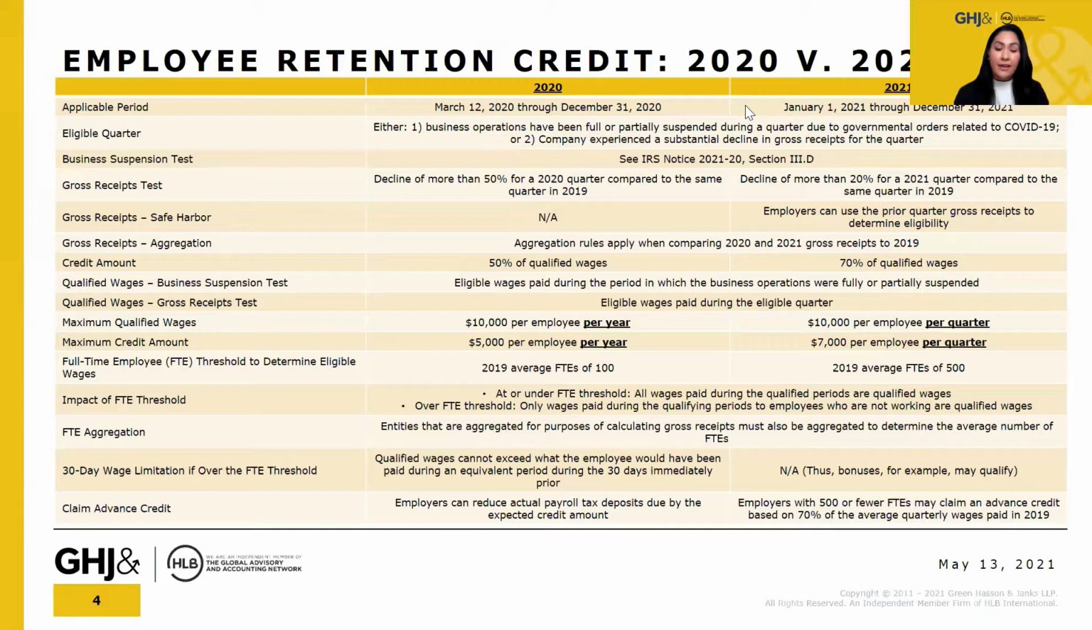The credit itself, again, it is a lot more favorable. In 2020, they were allowing only $5,000 for the whole year. And now for 2021, it's actually $7,000 per quarter. So very advantageous. And organizations are actually going back into 2020 to see if there were any payroll costs outside of the PPP loan, because you can't double dip, to check to see whether they actually qualify for this credit for those wages that were incurred and not covered through the PPP loan.